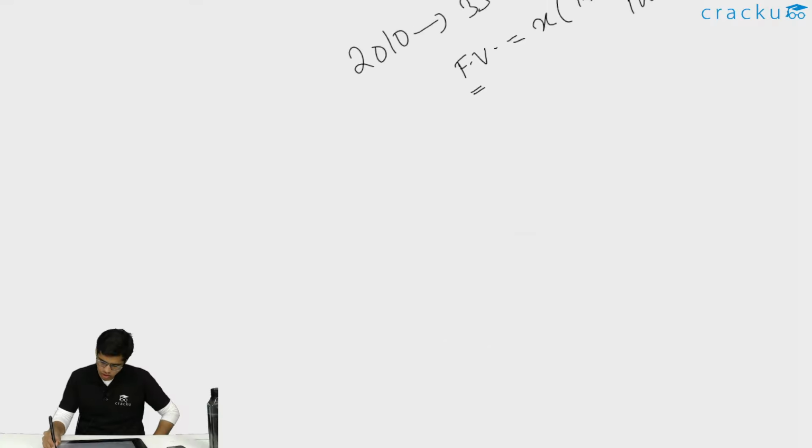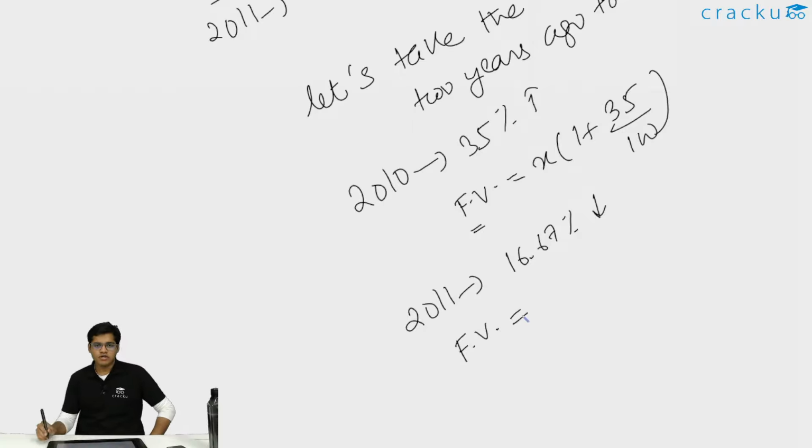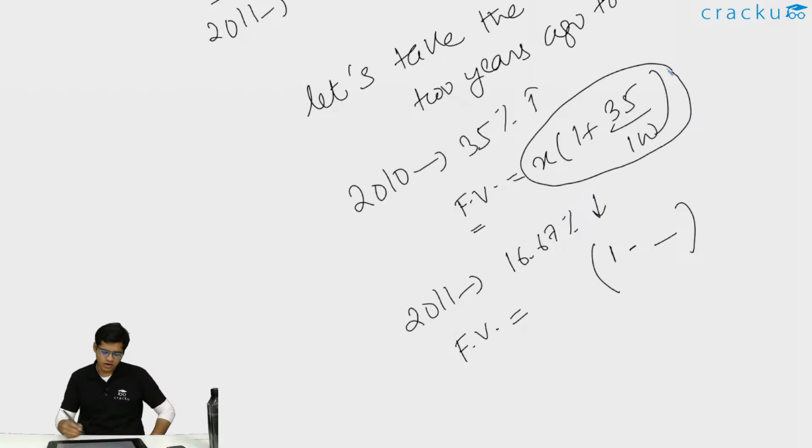Now, in 2011, what is happening? 16.67% is decreased. So after this decrease, what will be the final value? Final value in case of percentage decrease is initial value into 1 minus the decrease percentage. But in this case, what will be the initial value? Initial value will be the value at the end of 2010. That will be the value at the beginning of 2011. So it is X into 1 plus 35 by 100.